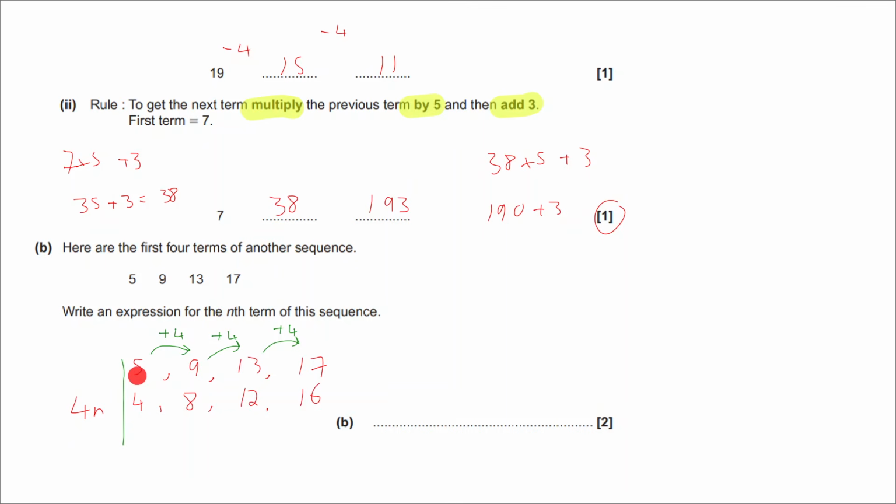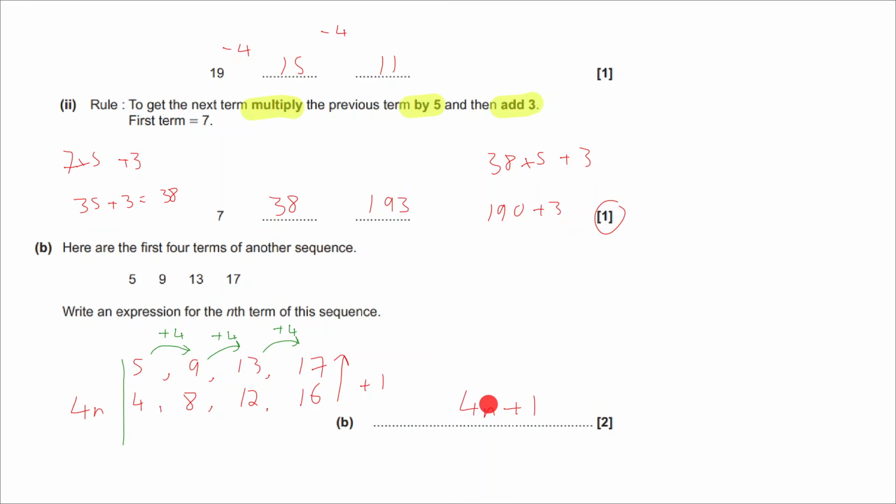And then to get from 4 to 5, you add 1, 8 to 9, you add 1, 12 to 13, you add 1, you add 1. So to all of these terms here, you're just simply adding on a 1. So overall, you've got the 4n, and you're adding on the 1. So you do get 4n plus 1, and that's your answer.